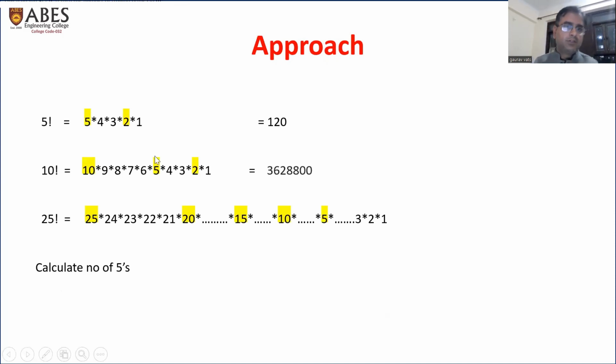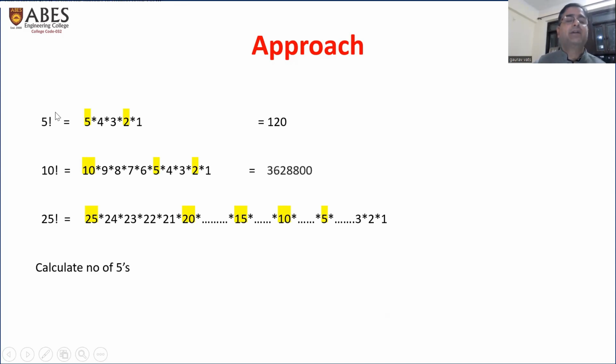Now the approach. Suppose we take our same examples, factorial 5 and factorial 10. The value of factorial 10 is 3628800. There are two zeros. How are these two zeros coming? Let us see. One zero is coming from this 10, and another zero is coming from 5 into 2. I'm highlighting these points with yellow color. 5 into 2 is 10, and this zero is also. So these two zeros are coming from here.